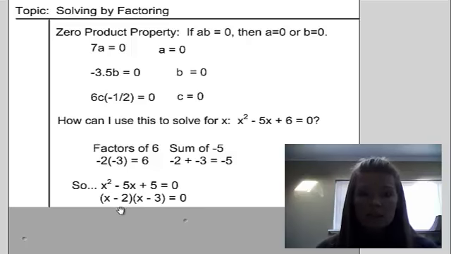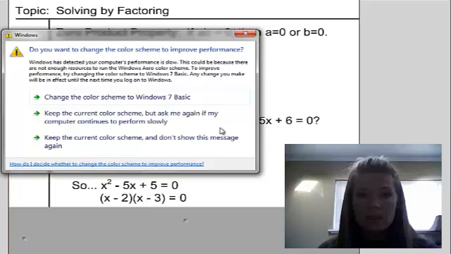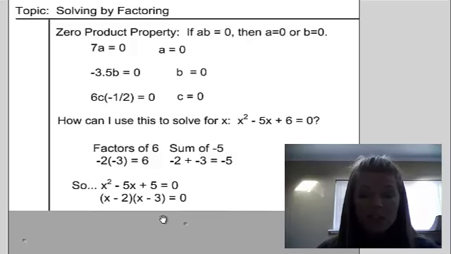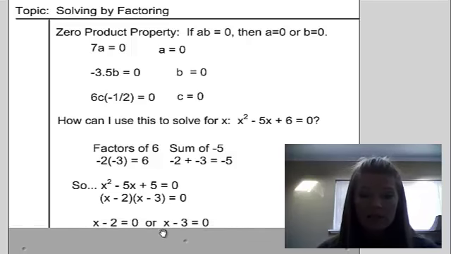Notice what this gives me. This gives me x minus 2 times x minus 3 equals 0. I have this form a times b equals 0, where my a is x minus 2 and my b is x minus 3. According to the zero product property, that means that either x minus 2 must be 0 or x minus 3 must be 0. So if I set each piece equal to 0, x minus 2 equals 0 or x minus 3 equals 0, I now have two very basic linear equations that I know I can solve.